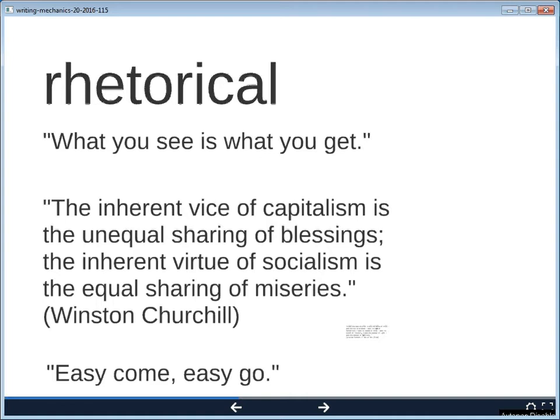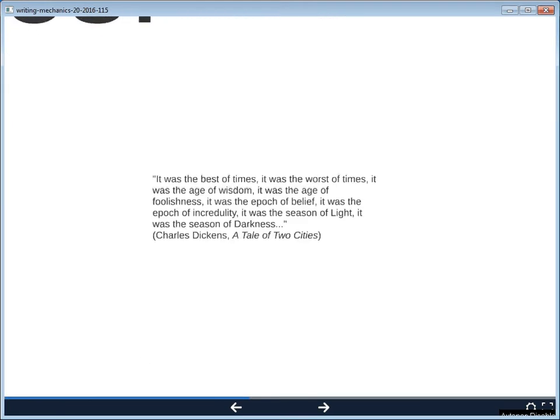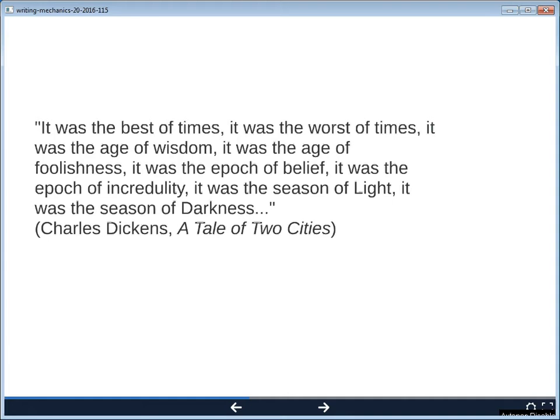Easy come, easy go. If you happen to be a fan of Victorian literature, one of the most famous Victorian novels starts off with a long list of parallel symbols or parallel sentence constructions. It is, of course, Charles Dickens' A Tale of Two Cities. It was the best of times, it was the worst of times. It was the age of wisdom, it was the age of foolishness. We get this long list of parallel statements to start the novel.